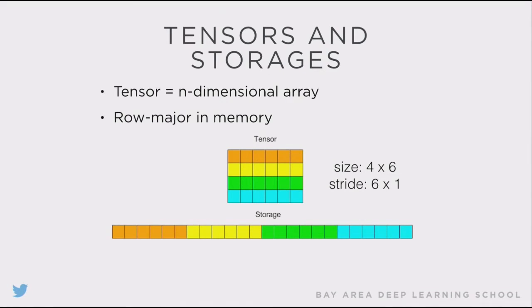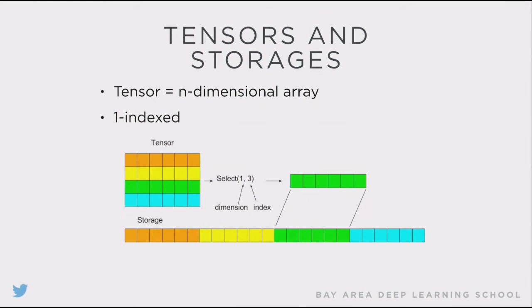So this tensor is defined by its link to some storage and its size, 4 by 6. And its stride, 6 by 1. And 6 by 1 means if I move 1 down in the column direction, I actually have to skip 6 elements in memory, right? Whereas the 1 here means if I move over 1 in the second axis, the row axis, I just have to go over 1 in memory.